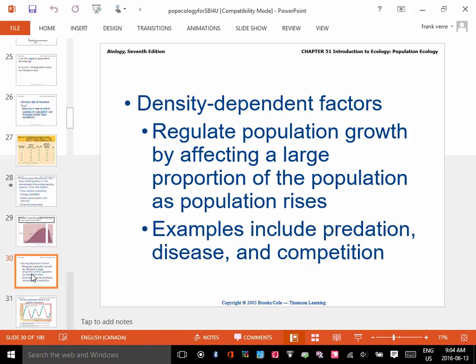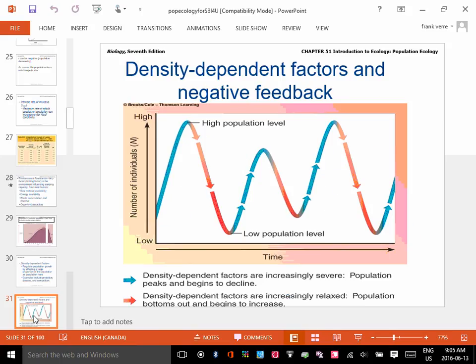Okay, so let's talk about density-dependent factors then, okay? So these are factors that will limit the size of a population, and the effect of the factor depends on the density of the population. Because right now we're looking at things that will affect population growth, okay? So something like food. Food would be a density-dependent factor, because if I have a lot of individuals living in an area, then the availability of food will be affected by the density of the population.